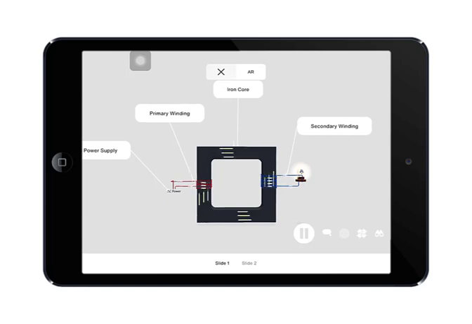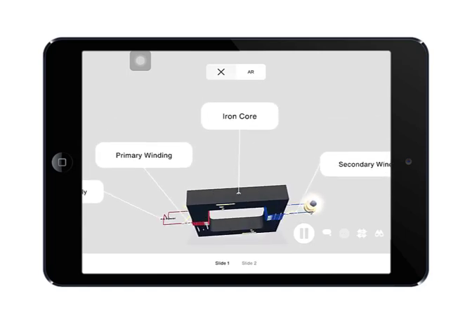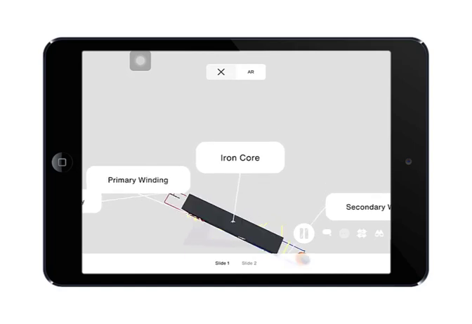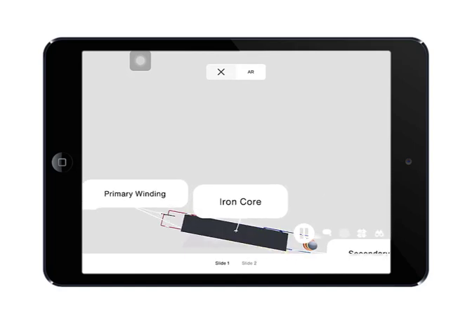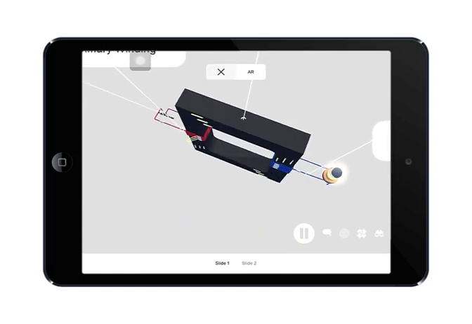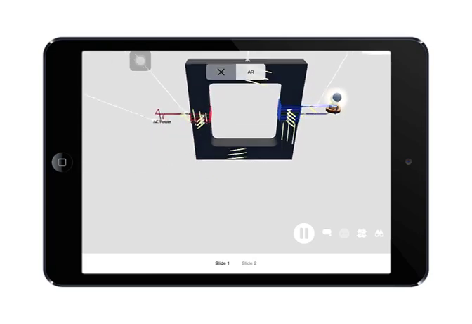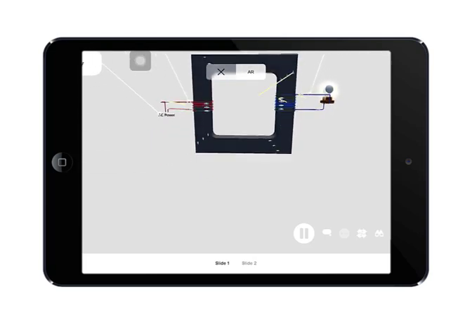Now, it's important to remember that a transformer only works with alternating current because it requires a change in the magnetic field to produce a change in the voltage. In direct current, the magnetic field is constant and therefore no potential difference is induced, so it simply does not work.